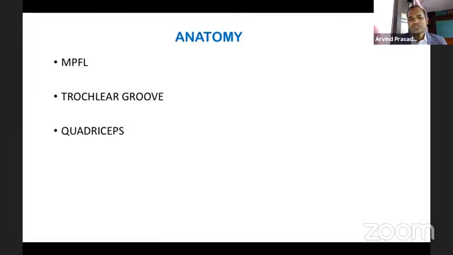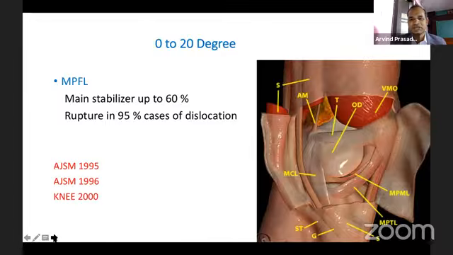In the anatomy, the most important structure for patellar dislocation is the MPFL, the medial patellofemoral ligament. Second is the trochlear groove. And third is the quadriceps muscle, which includes the vastus medialis, vastus lateralis, rectus, all of these. So let's see the medial patellofemoral ligament first. This is the main stabilizer in the initial degrees of flexion of the knee.